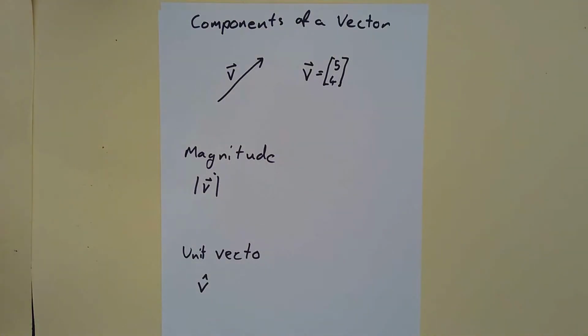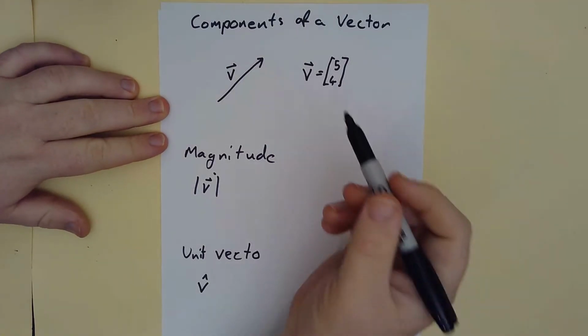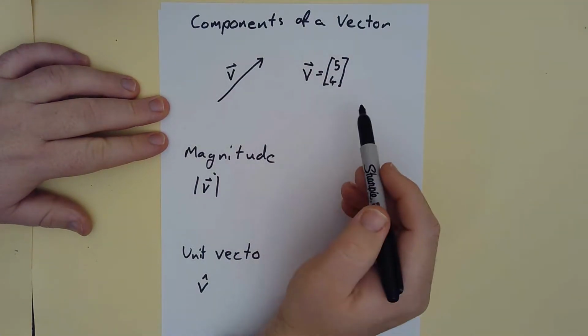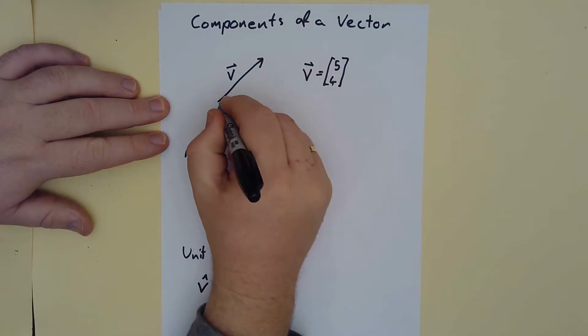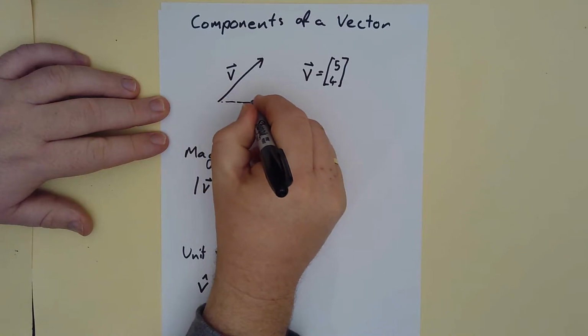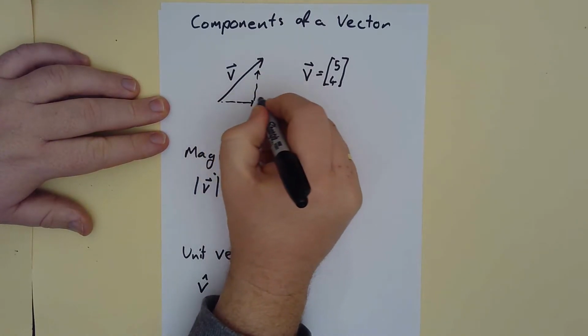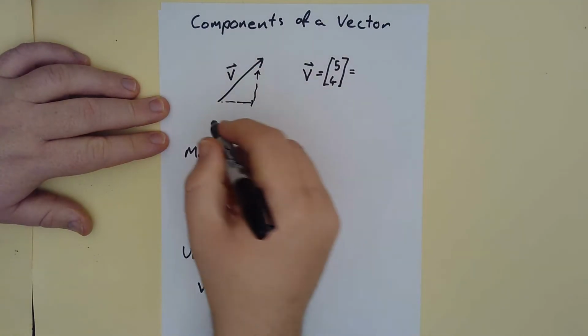All right, we're going to have a look at breaking down a vector in various ways. First of all, what is vector v? I'm going to say that v is (5, 4). Now, I could write this vector as a combination of two vectors, one going along in the x direction, one going in the y direction.